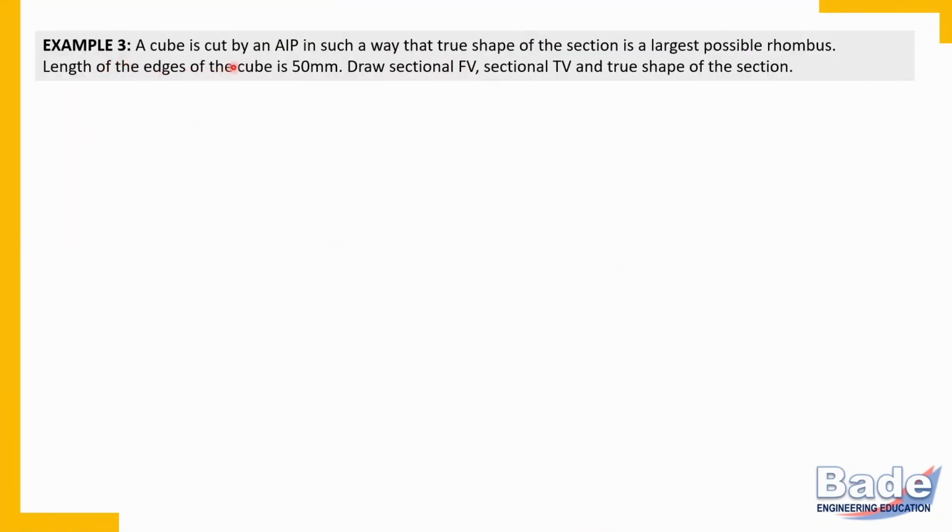A cube is cut by an AIP, auxiliary inclined plane, a plane perpendicular to VP. So the cutting plane line is in the front view. In such a way that the true shape of the section is the largest possible rhombus. Length of the edges of the cube is 50 millimeters. Draw sectional front view, sectional top view, and true shape of the section.